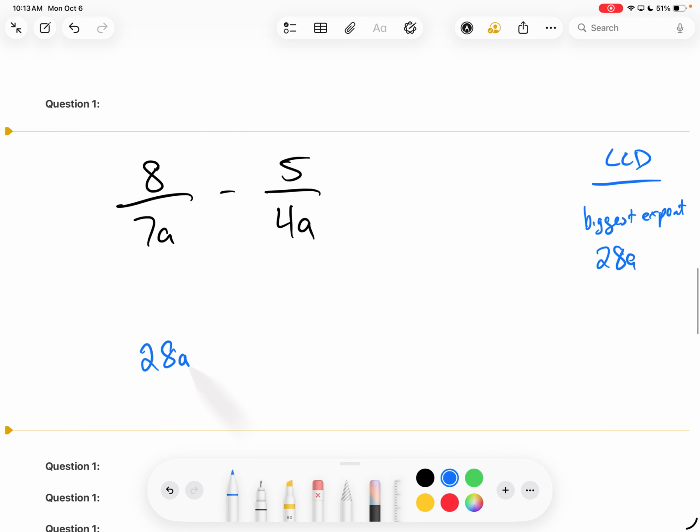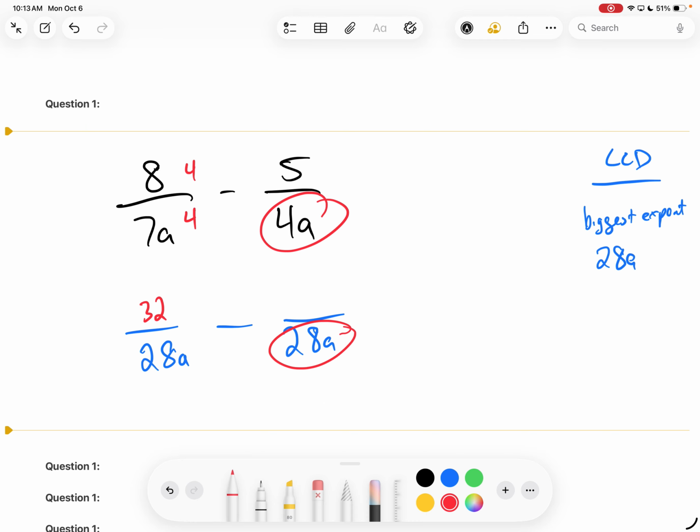So now I need to change this denominator to 28a, and I need to change this denominator to 28a. So how do I go from 7a to 28a? I would have to multiply by 4, right? But if I multiply the bottom by 4, I need to multiply the top by 4. Now do the same thing with the fraction on the right. How do I go from 4a to 28a? I'm going to multiply by 7. But if I multiply the bottom by 7, I need to multiply the top by 7.